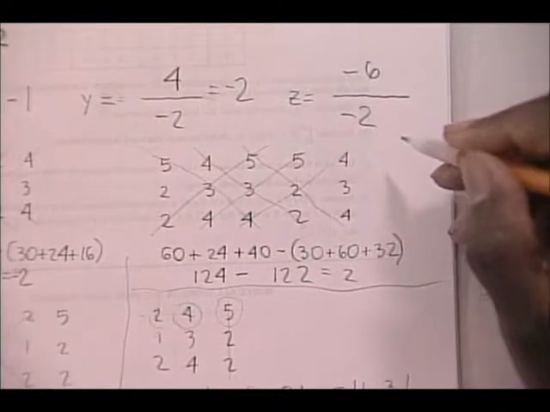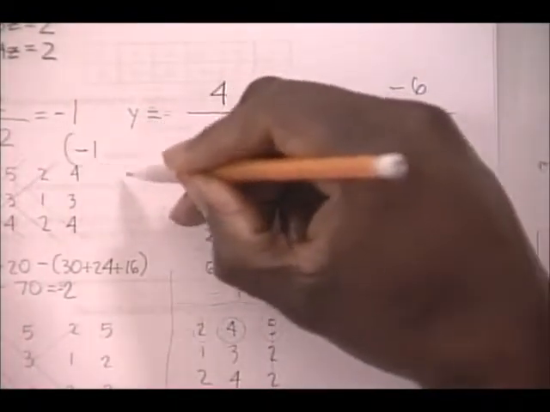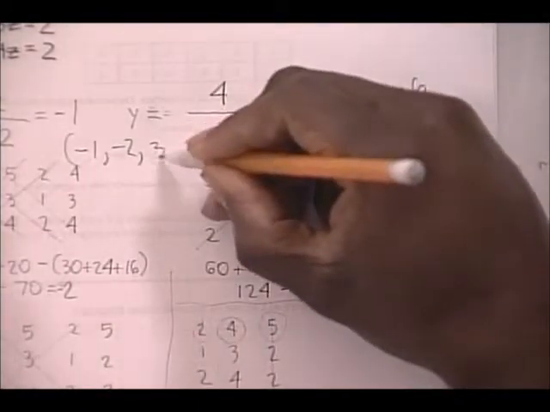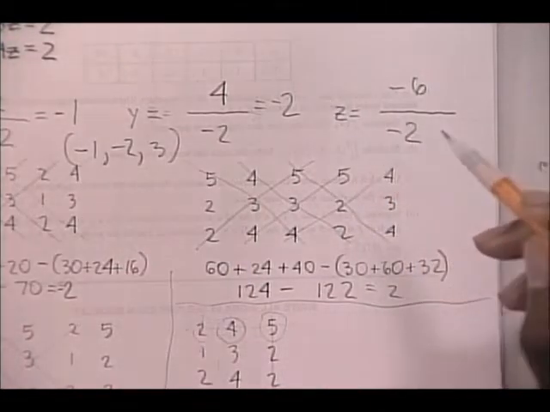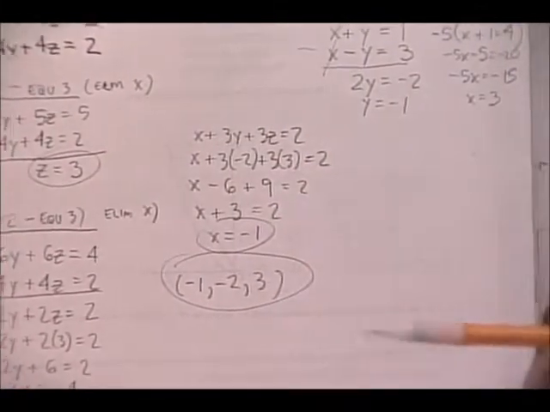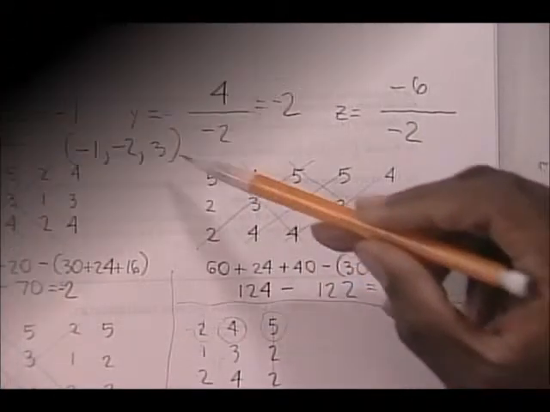So notice how we got the solution negative 1, negative 2, and 3. We did this same problem earlier, and we got negative 1, negative 2, 3. All right, so that's mastery level.